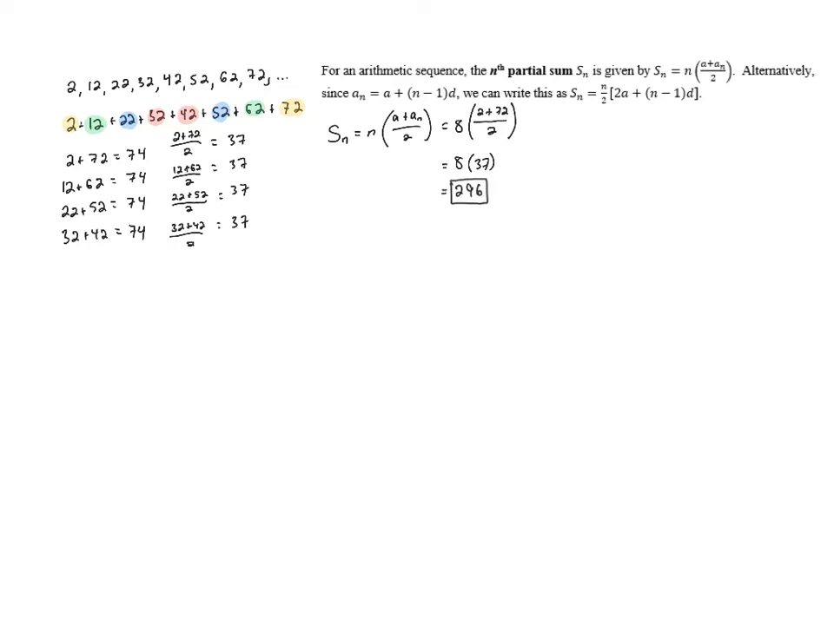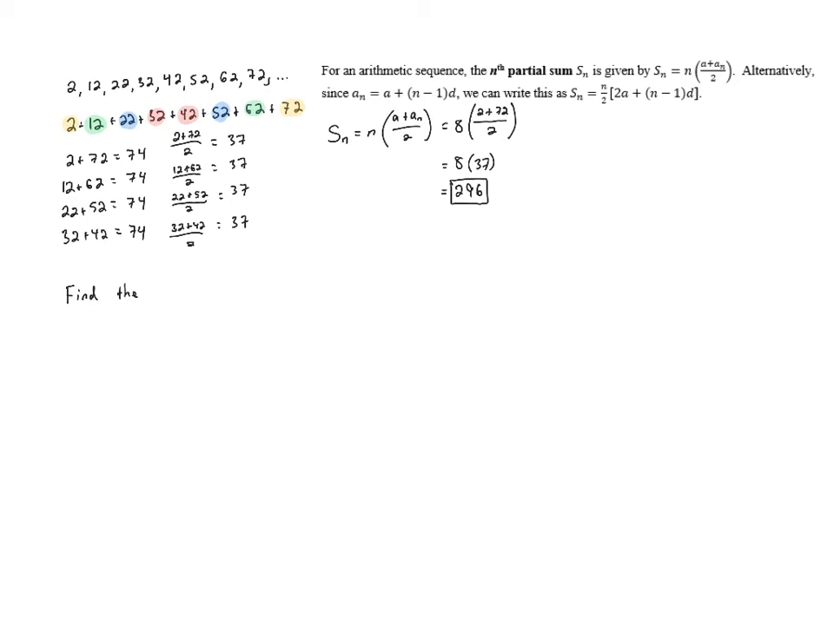So we can use this formula to figure out what that partial sum is without having to go through the trouble of color coding things and adding up all of the numbers. And this is particularly useful if we're looking at significantly more than 8 terms. If we're looking at 100 terms, we don't want to have to add 100 numbers together. It's much easier to just plug things into this formula. Let's take a look at another example.